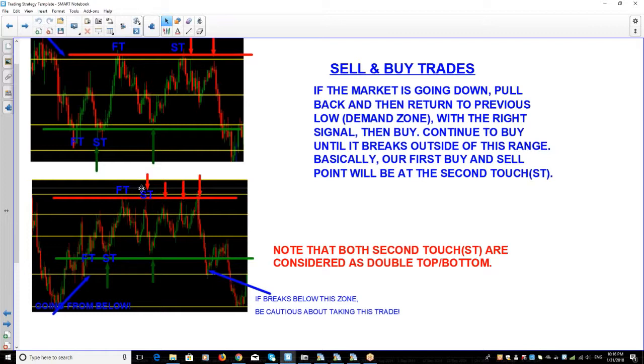And that's the reason why I think this one is a better one for you. The second touch is the one that you probably want to use for your first trade. Then we've got again first touch, second touch, double bottom, and those are higher probability. Now, if it breaks below this zone, just be cautious about taking this trade.